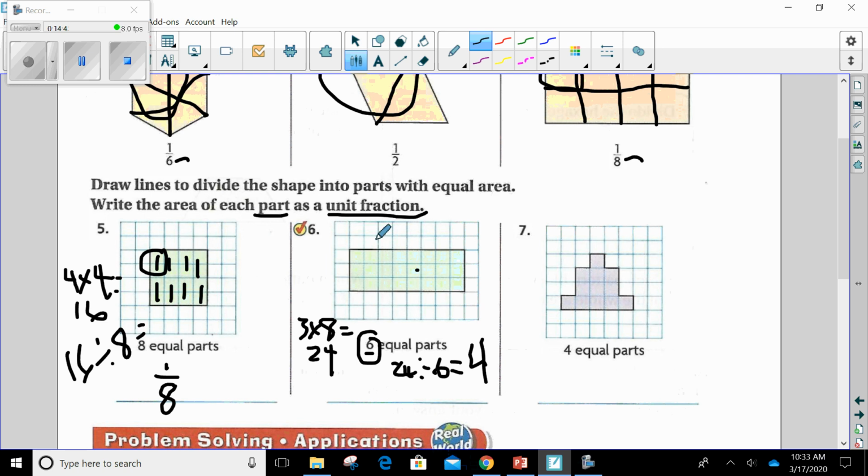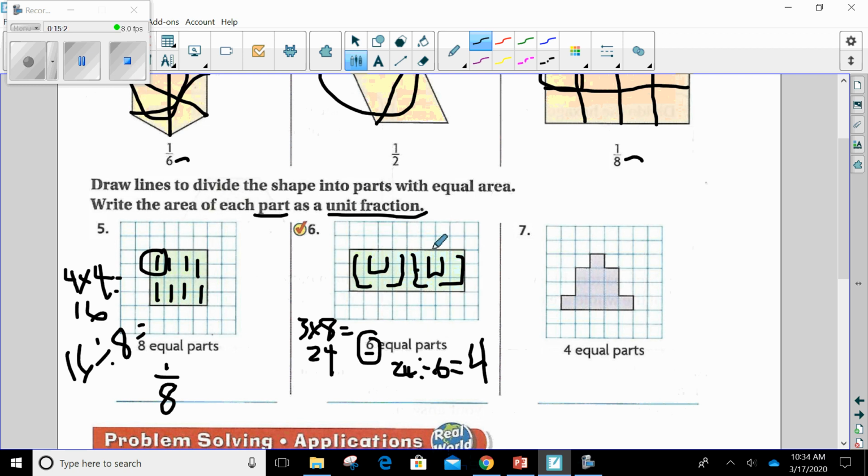So let's do that, okay? 1, 2, 3, 4, that's one part. 1, 2, 3, 4, that's 2 parts. 1, 2, 3, 4, 3. 1, 2, 3, 4, 4. 1, 2, 3, 4, 5 parts. 1, 2, 3, 4, 6 parts. It works out, doesn't it? So we have 1, 2, 3, 4, 5, 6 parts. We have 6 equal parts.